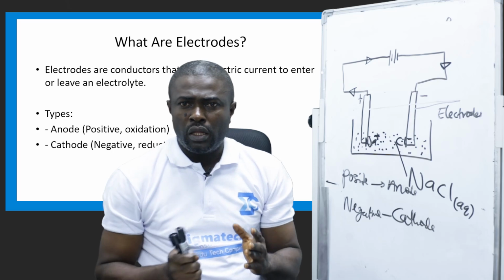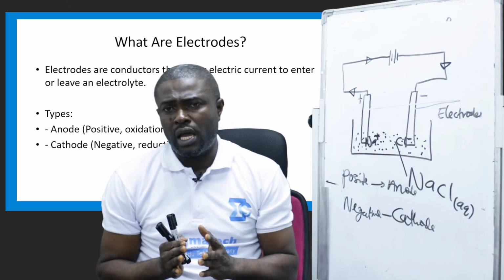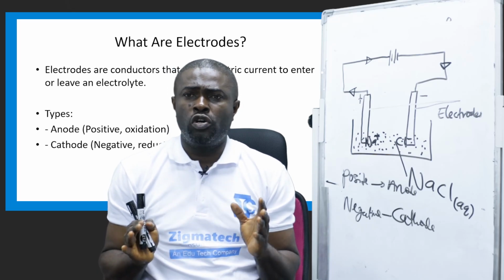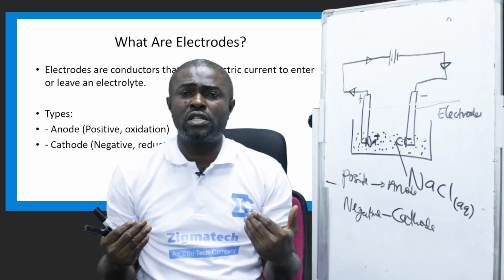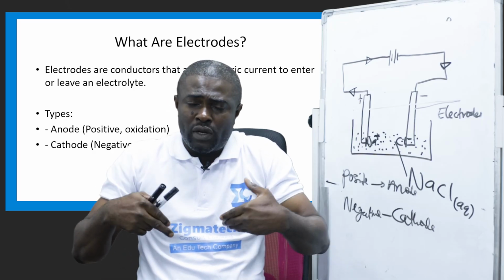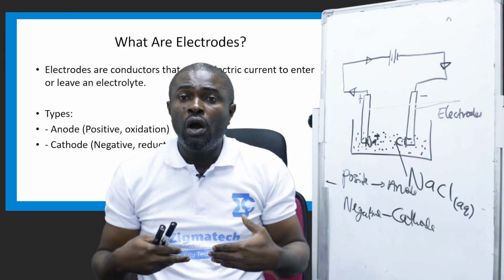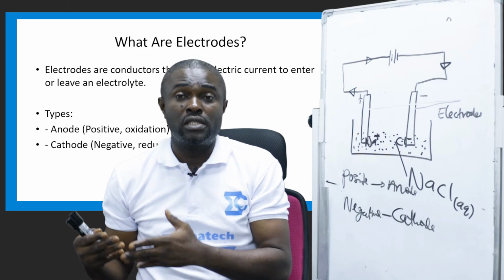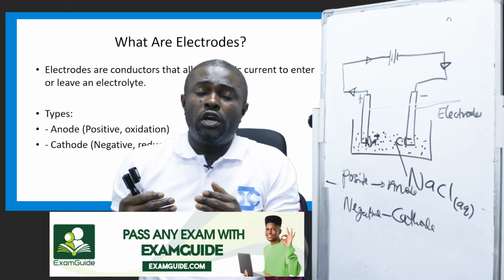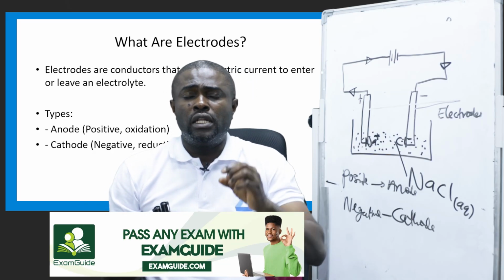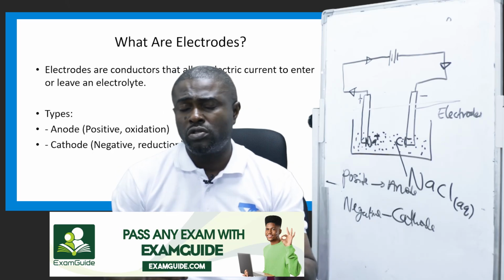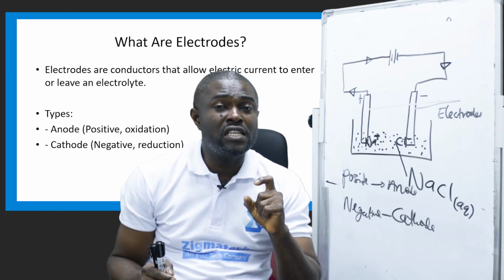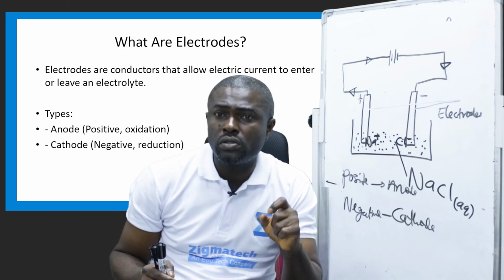The points you must note here are, two of them are media through which whether conventional current or electron will enter the electrolyte in the electrolytic cell or leave the electrolyte from the electrolytic cell. You should also note that the positive electrode is called the anode, while the negative electrode is called the cathode.